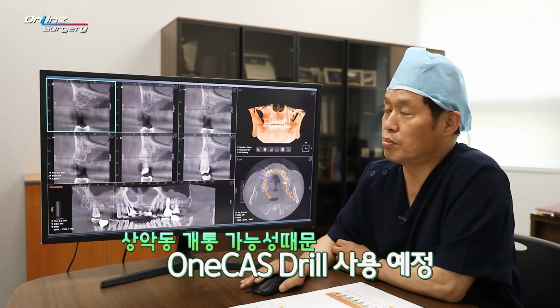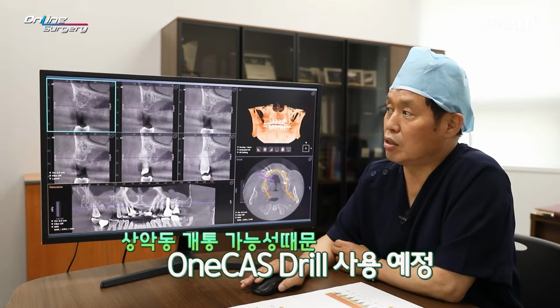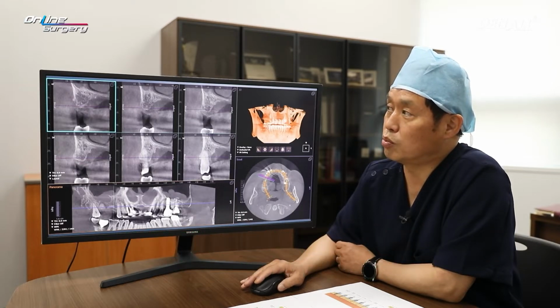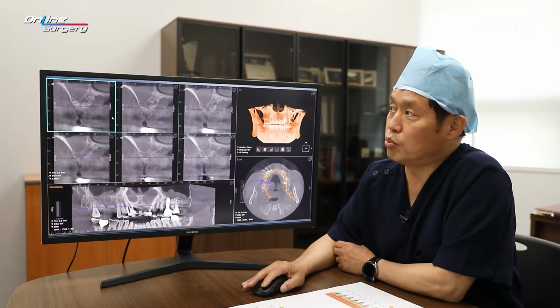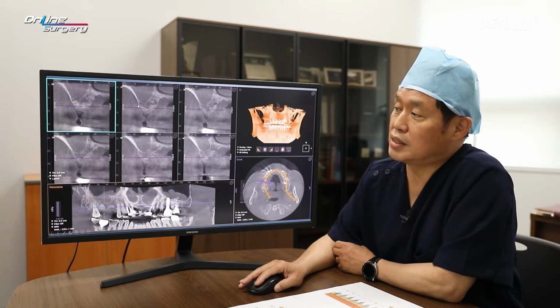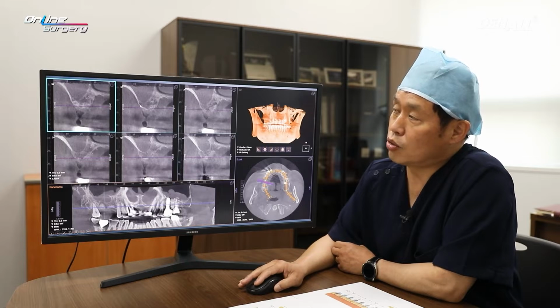I decided to use the OneCAS drill to place the implant. In number 16, there's a sufficient amount of residual alveolar bone, about 10 millimeters. In number 17 on CT, the residual alveolar bone doesn't look sufficient on the panoramic image.